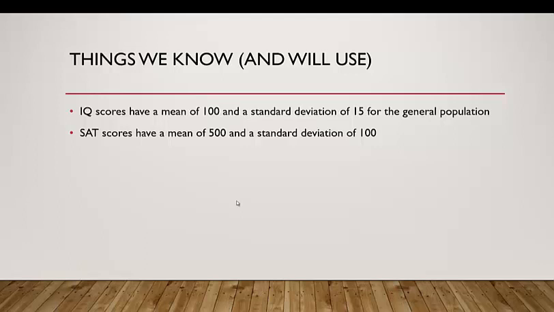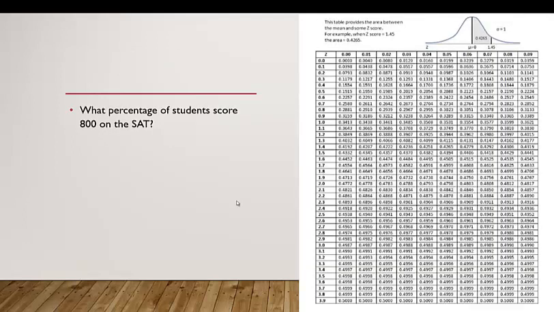just to get you excited a little bit, we know some basic things about IQ and SATs that give us some information. We know that a typical IQ score is 100 and the standard deviation is 15. We also know that when it comes to SAT scores, the mean is 100. I think I said typical earlier. I meant mean of IQ scores is 100. The mean of SAT scores is 500 and the standard deviation is 100. What percentage of students score 800 on their SAT?